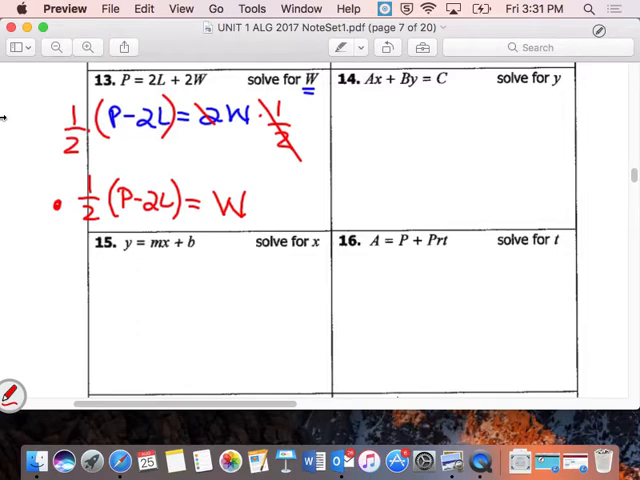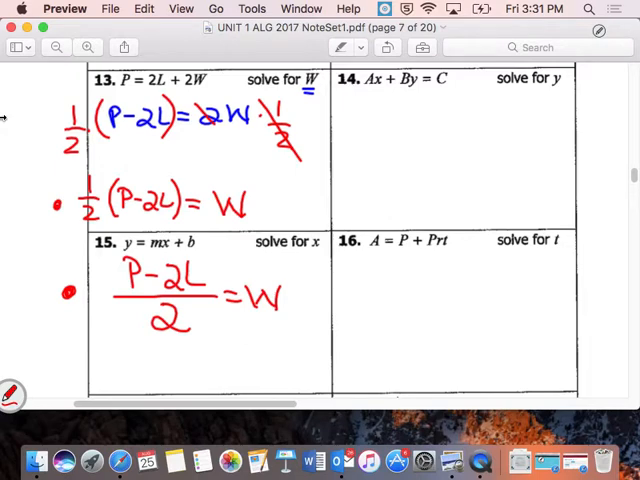or I can write it as one expression. P minus 2l is my numerator, 2 is my denominator, and I set it equal to w. Both presentations are exactly the same, and they're both correct. So you can choose the presentation that you like best. Let's look at number 14.